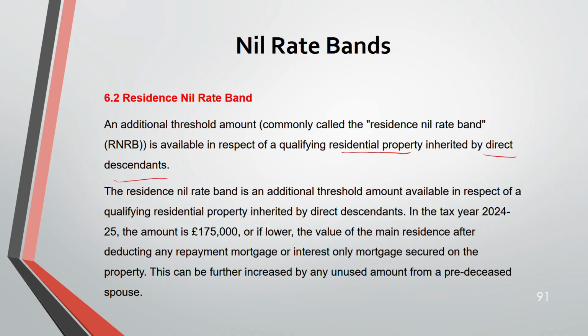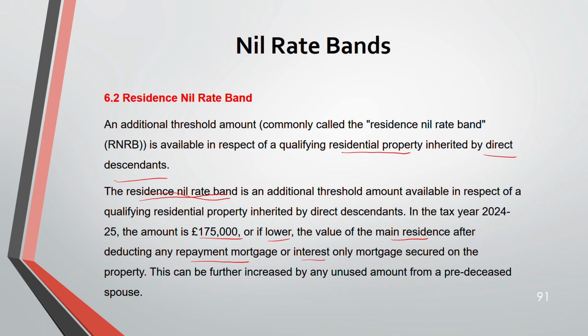So the amount is 175,000. The residence nil rate band is 175,000, or it could be lower. If the value of your main residence after deducting any repayment mortgage or interest-only mortgage is less than 175,000, whatever the amount, it will be that amount only.